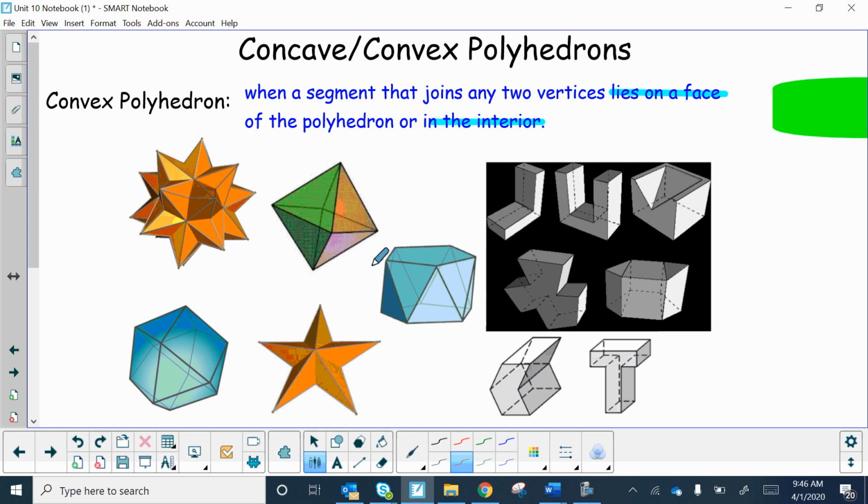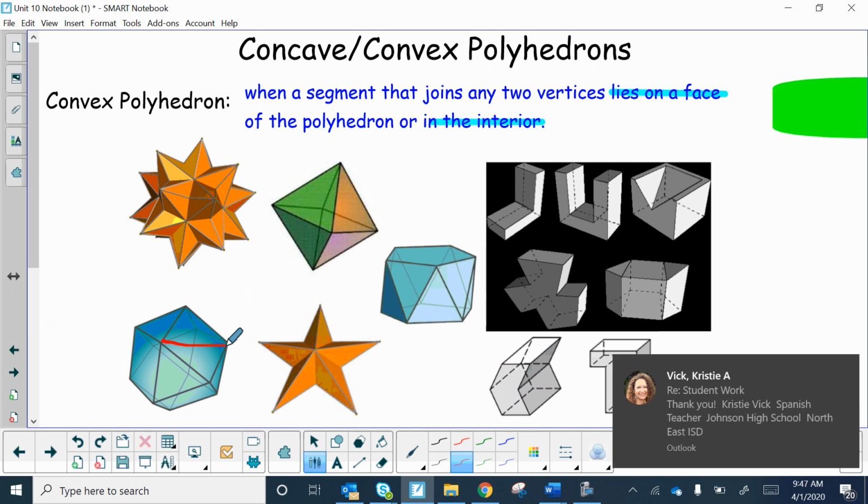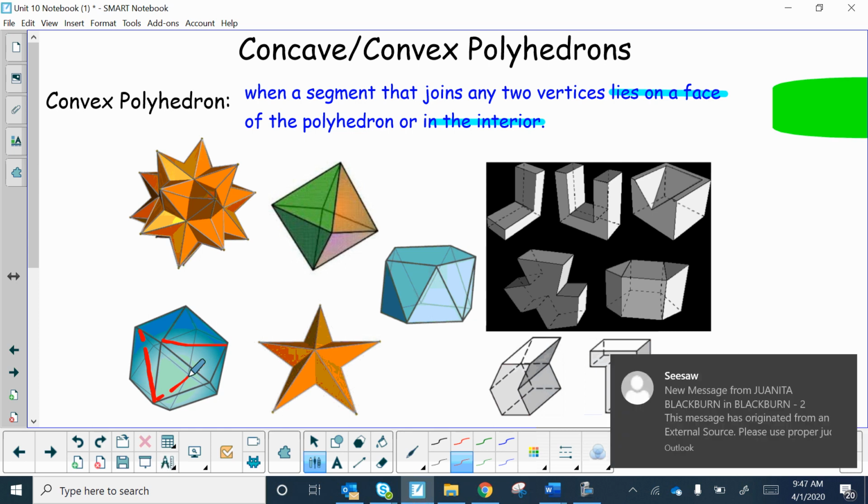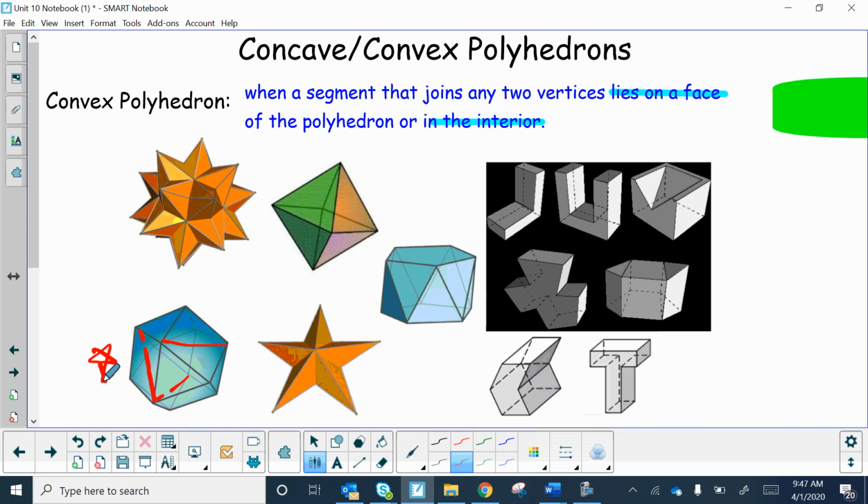No matter what I do, if I connect from here to here, that's on the face. If I connect from there to there, it's on the face. If I connect from here to here in the back, that's in the interior. So this one would be convex, okay? So that one is convex. This one's pretty simple right here. If I connect from here to here, is that on a face or in the interior? Right, so this one is concave, okay? Not convex.